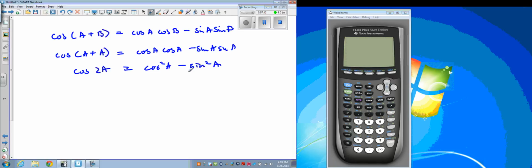These are really easy. If the first thing you do is substitute 1 minus sine squared for this one, then this is negative 2 sine squared, right? So 1 minus 2 sine squared.